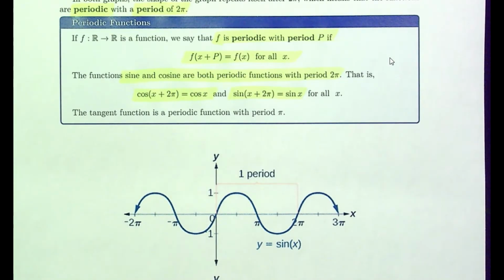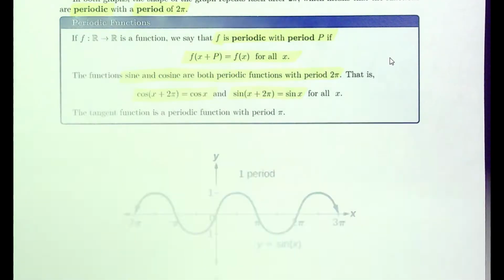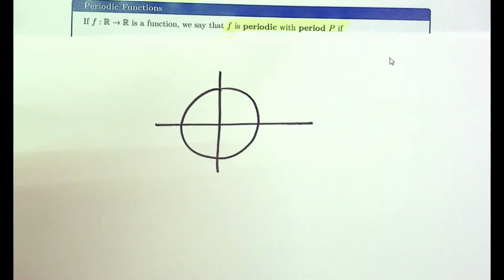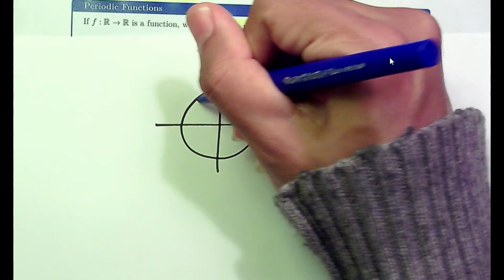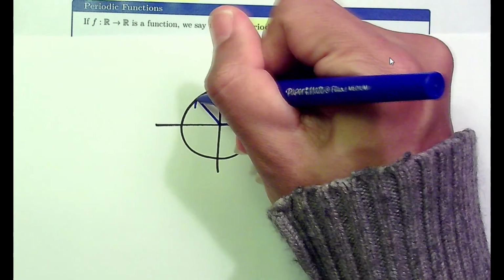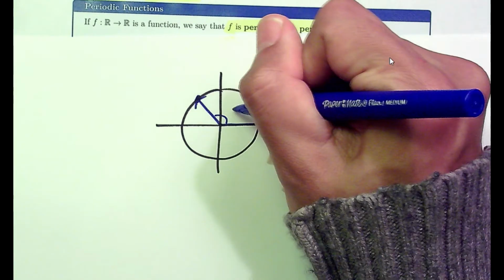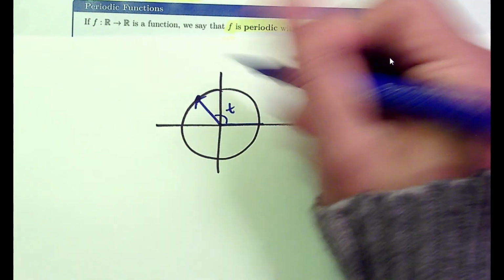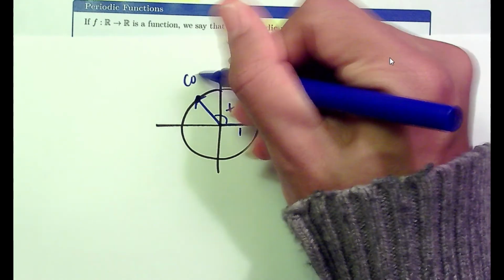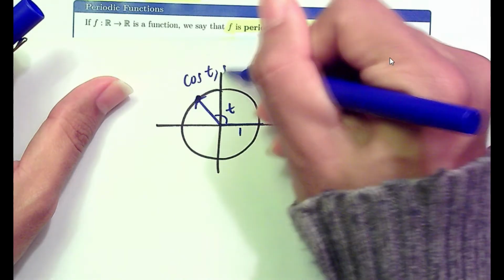And the explanation for that, going back to the unit circle, is that if you have an angle, let's call this angle t, on a unit circle, what are the coordinates of this point? Well, the coordinates of that point are just the cosine and the sine of t.